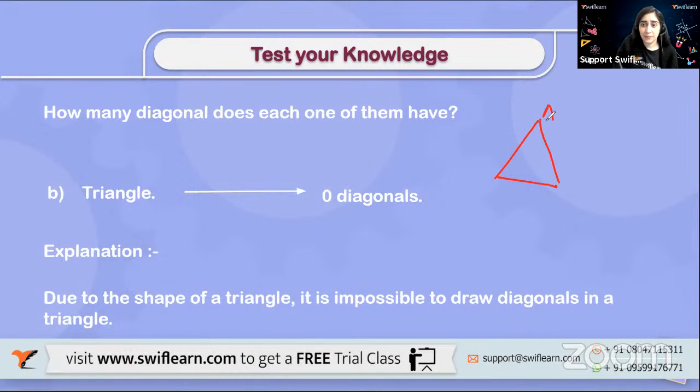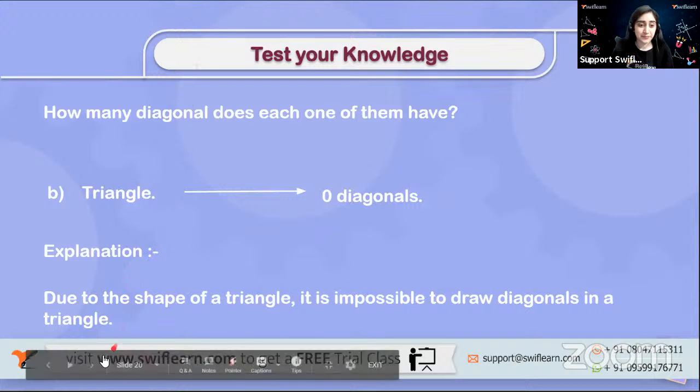It's A, B, and C. So from A, I can go to C and B, and I don't have any other vertex. So when I don't have any other vertex to go to, where will I go? I don't have any other destination. Right. So when you don't have any other destination, that means you don't have any diagonal in this triangle. All right. Moving on to the next one.